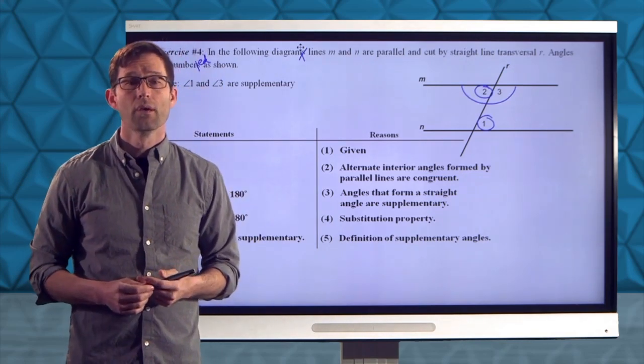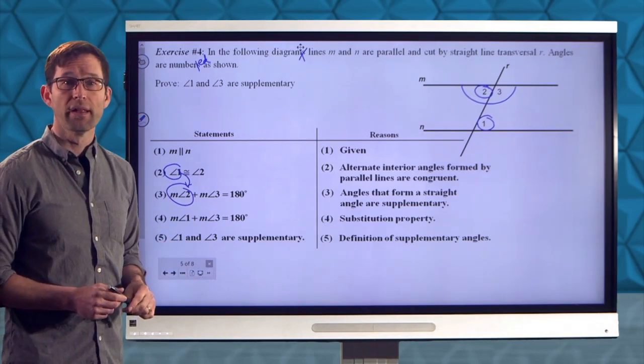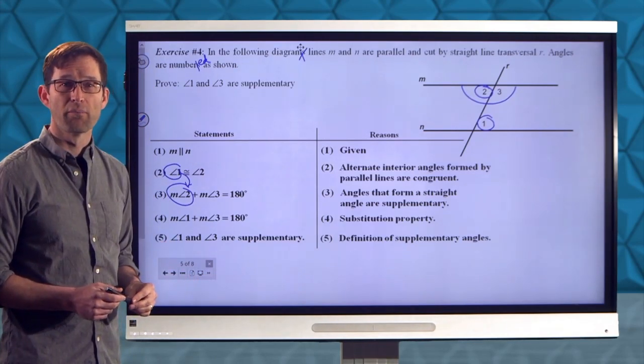All right, great. Let me step out of the way, give you a moment to copy down anything you might need to, and then we'll move on with parallel line problems.